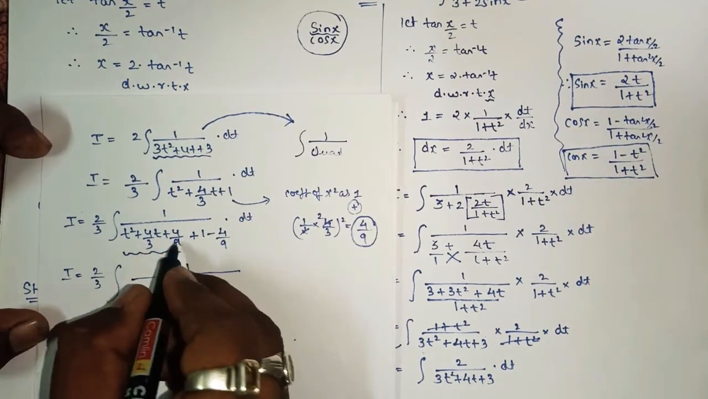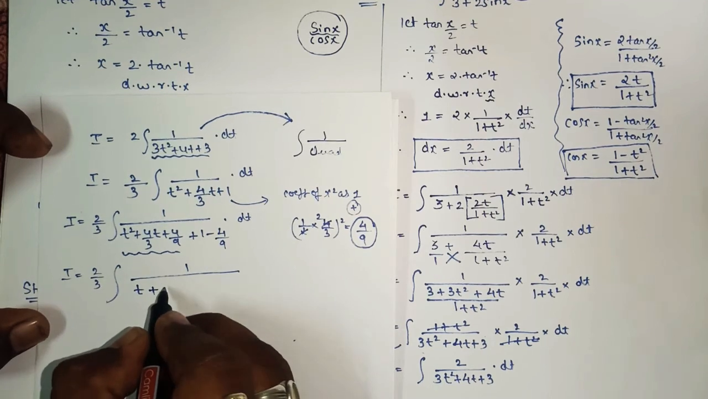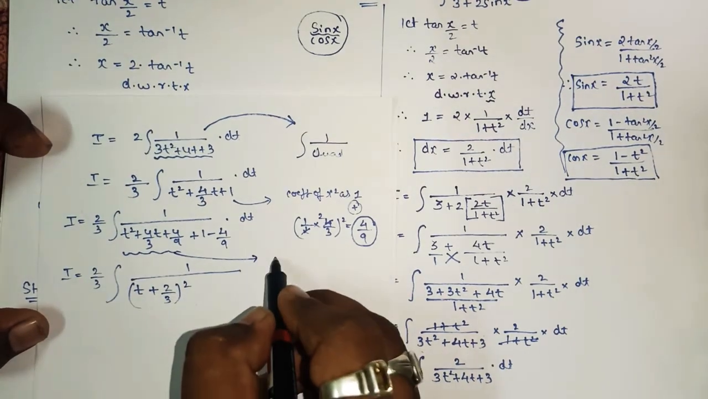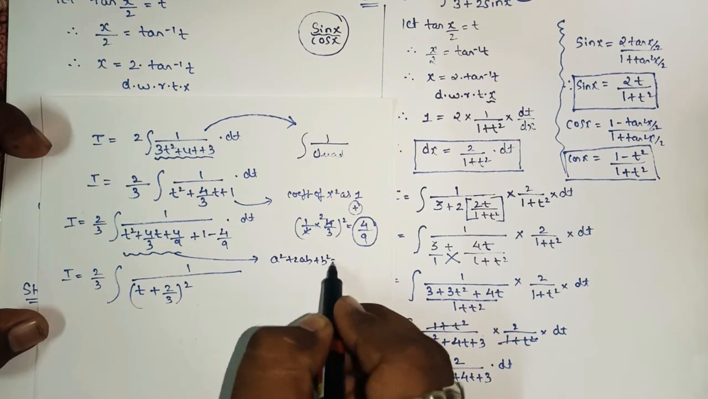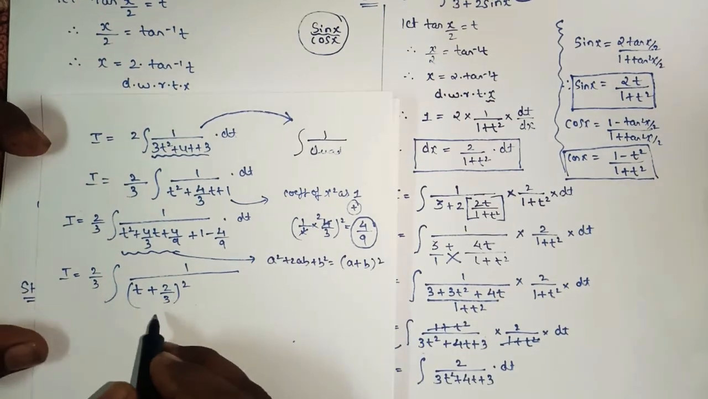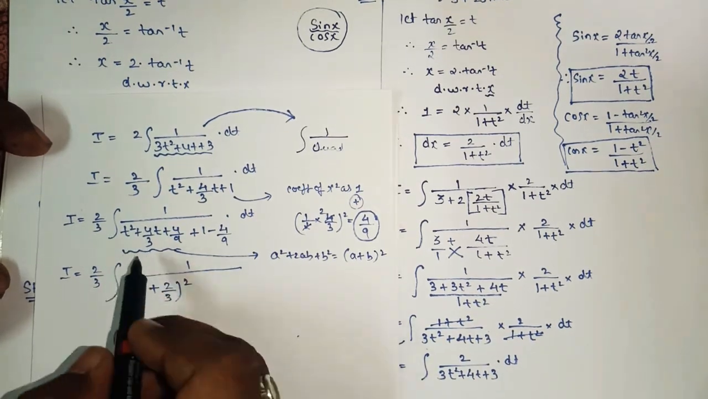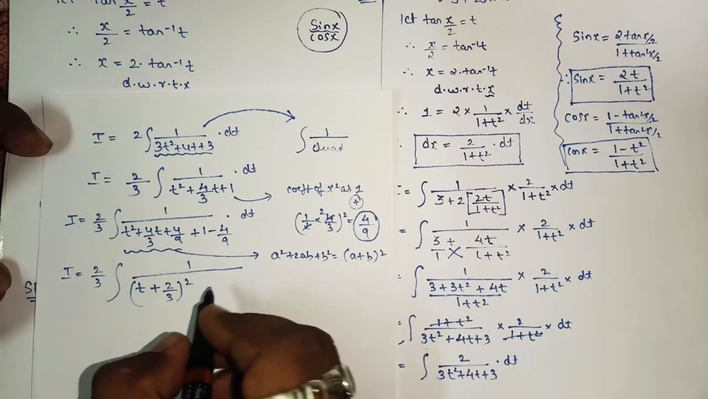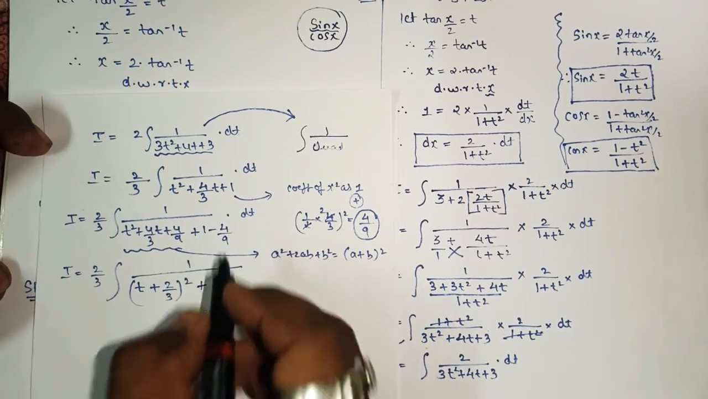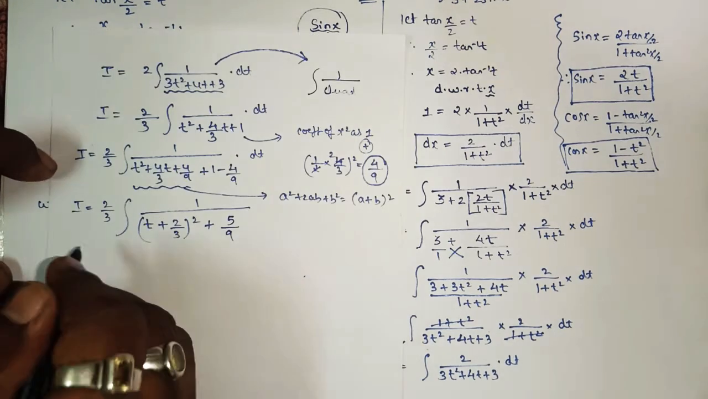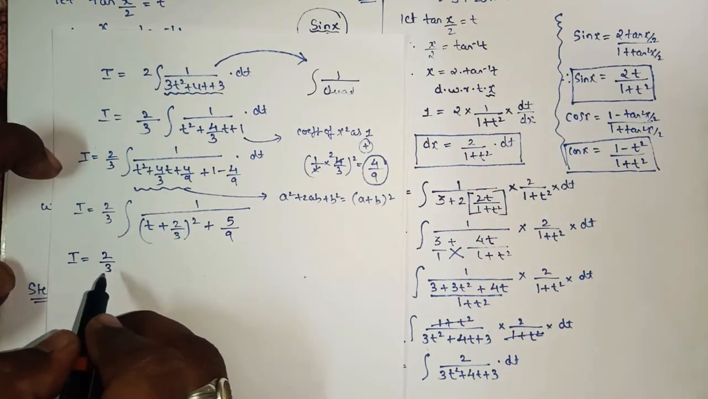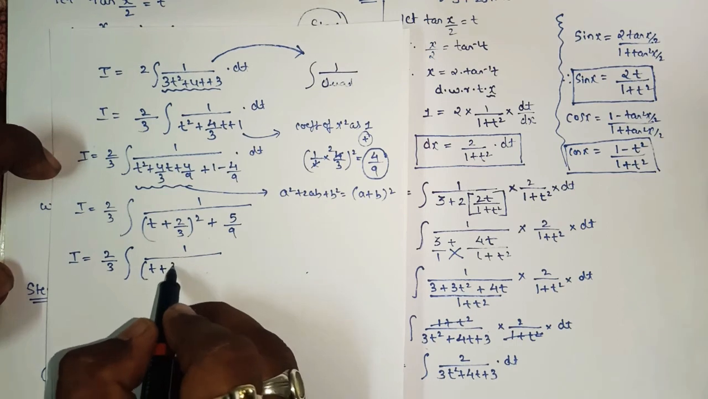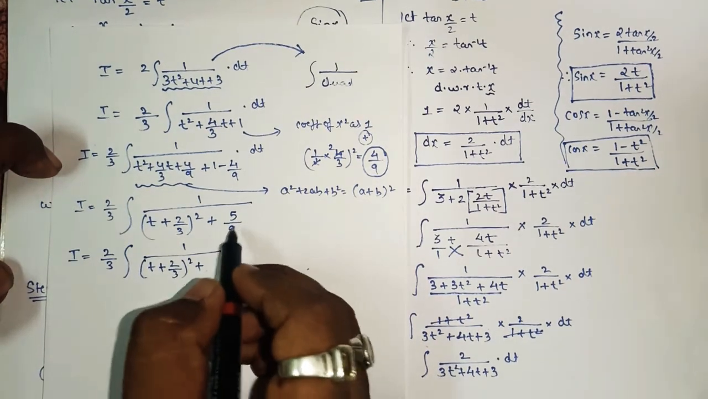Okay, so just check the first and last part. So this will be t plus 2 by 3 the whole square, as this part looks like a square plus 2ab plus b square, which we can write as a plus b the whole square. Just solve this part in rough work and check, you will get this answer. So clearly we can see that this part looks like a square plus 2ab plus b square, so we can write it as t plus 2 upon 3 the whole square. Further cross it and see 9 minus 4, so this will be 5 upon 9. So I equals 2 upon 3 integral 1 upon t plus 2 by 3 the whole square. We'll convert this part also into a whole square.